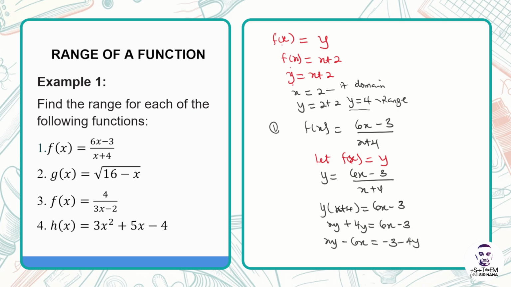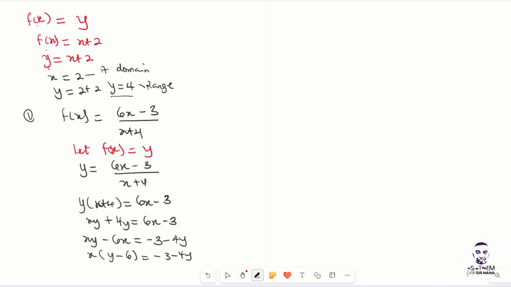So we can factorize x out of the expression here, making x times y minus 6 equal to minus 3 minus 4y. Then we divide both sides by the coefficient of the x, which is y minus 6, and then divide this side by y minus 6.